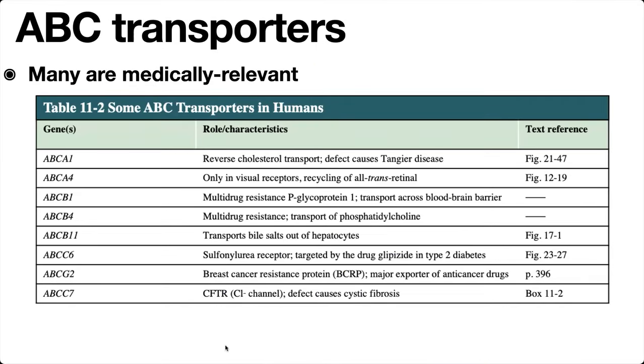An example of an ABC transporter that you might come across is CFTR. It's a chloride channel, and it's really important, and mutations in it cause cystic fibrosis. There are other ones that you can see are involved in cholesterol transport, involved in vision, as well as involved in resistance to various drugs. So lots of ABC transporters in humans, and these are just some of them.